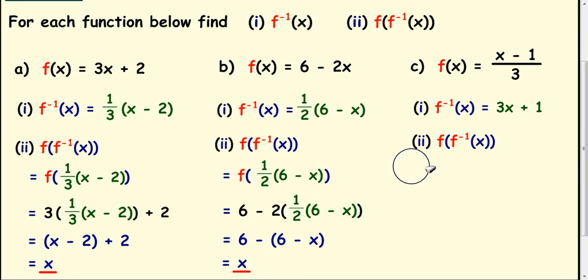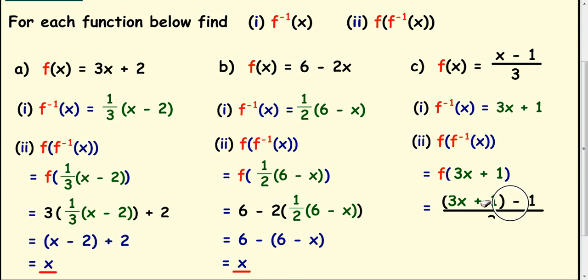In the last example here, we're going to substitute 3x plus 1 up here. So it's going to be 3x plus 1 going in there. 3x plus 1 take away 1 all over 3. So 3x plus 1 take away 1 is just 3x over 3, and that gives us x.